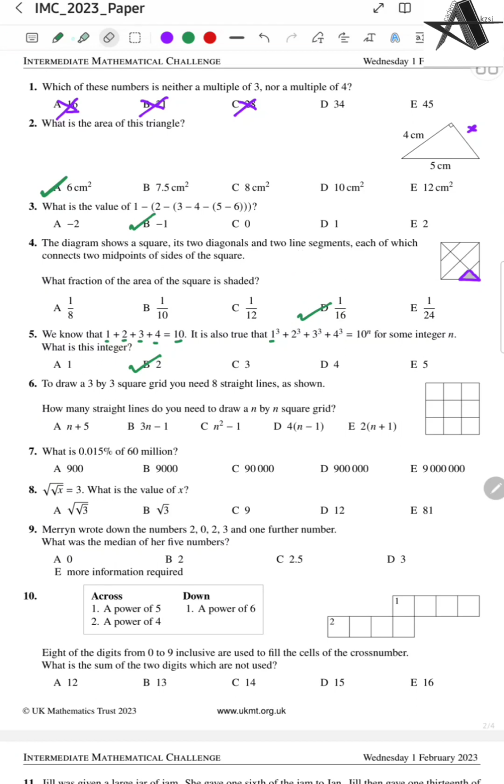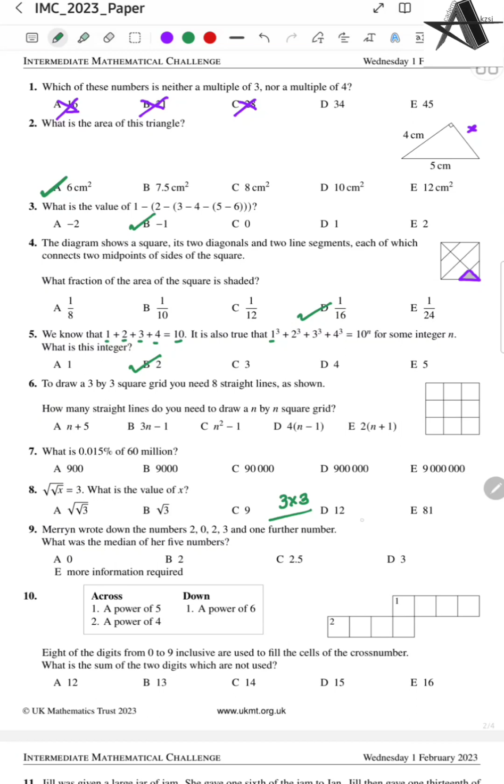Next is, to draw a 3 by 3 square grid, you need 8 straight lines as shown. Here there is a figure. How many straight lines do you need to draw an n by n square grid? See, to draw a 3 by 3 grid, you need 8 straight lines. How? 1, 2, 3, 4, 5, 6, 7, 8. These 8 lines are required to draw a 3 by 3.